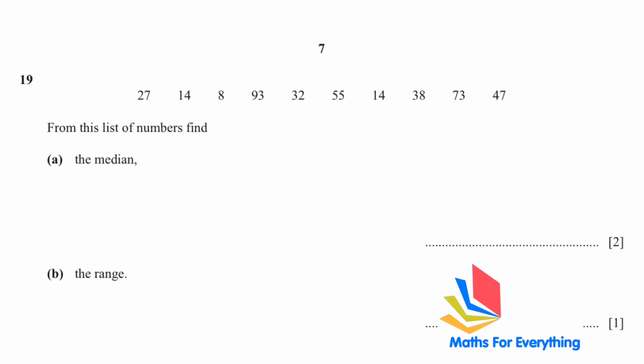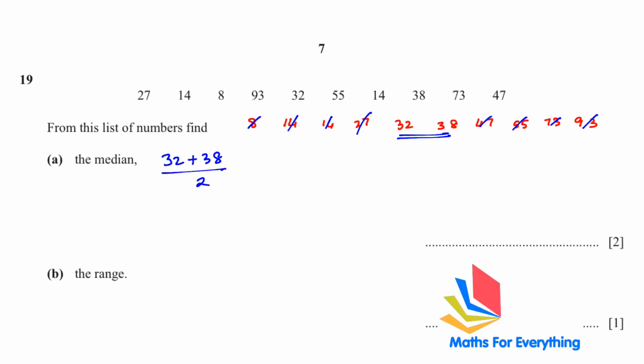Question number 19. We have been given a list of numbers and we have to find the median. Whenever you have to find the median, you have to first arrange it from small to big in ascending order. So this is what we have done. And to find the median, you can cancel from each side 1, 1. You're left with two numbers. Add them together, 32 plus 38, and divide by 2, which is going to be 35. If you had remaining only one number, that will have been your answer.